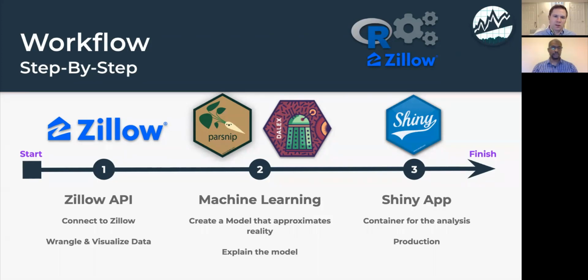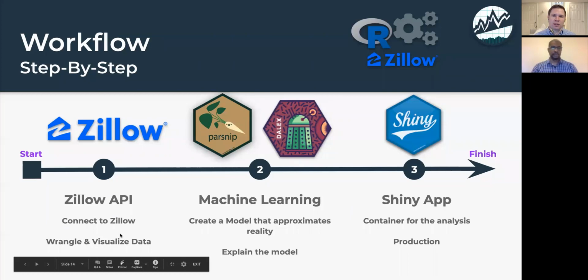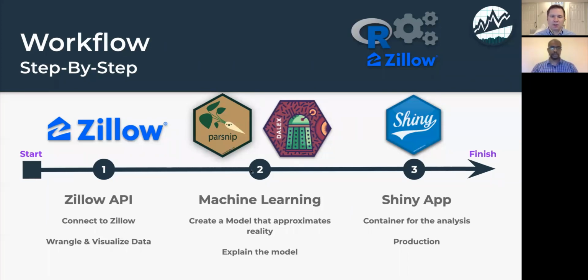So there's a series of tools that we're going to use today. The main one for the API is going to be Zillow. We connect to this Zillow API. You basically create an account that gives you access to Zillow's API, and then you can pull in data, wrangle it and visualize it. And then the next step is our app needs to do something, and so we're going to create an analysis.